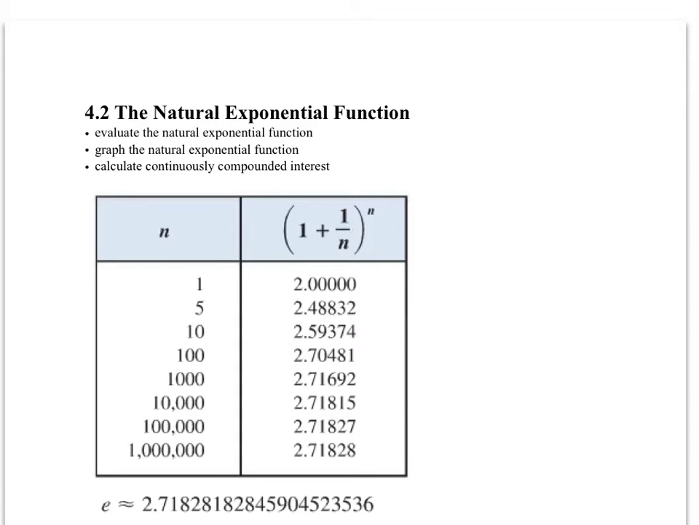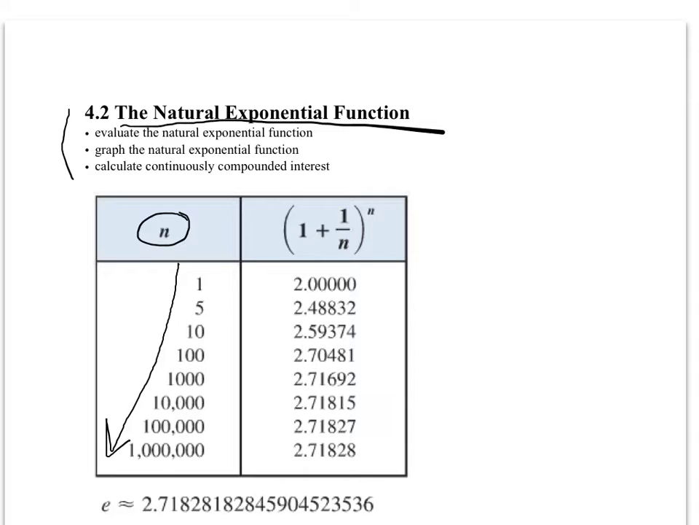We study the natural exponential function because it's just a natural function to study. So in this section, we will learn how to evaluate and graph the natural exponential function and use it to calculate continuously compounded interest. So we have this table set up here where we have values of n, and you can see that the values of n are increasing rather rapidly from 1 to a million.